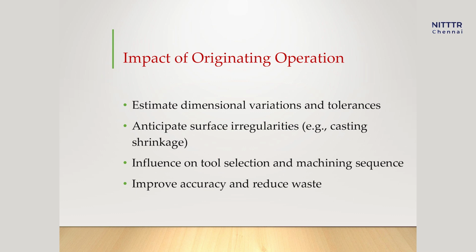On the other hand, if a component is forged, it will have superior strength and grain flow, requiring different machining techniques to accommodate its hardness. So, by identifying and understanding the originating operations, manufacturers can improve the process accuracy, reduce the waste, and optimize the production cost. This step ensures that each part is processed appropriately, maintaining the quality standard and dimensional accuracy.